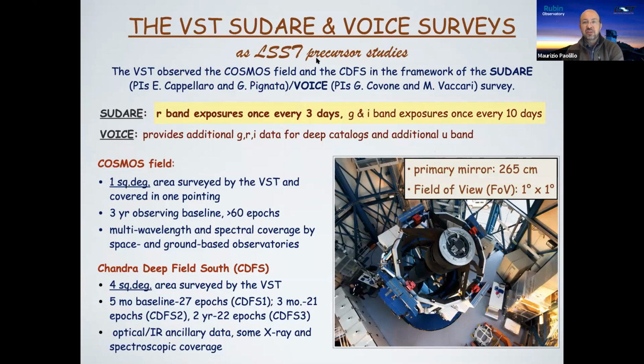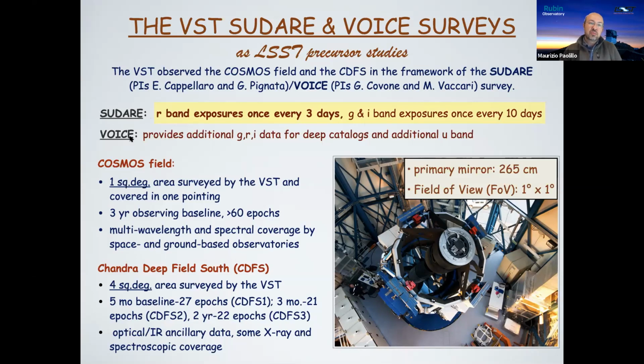Our work was started piggybacking on supernova surveys that were designed and organized with the VST telescope, which of course is much smaller than LSST. Even Hyper Suprime-Cam is just a 2.5 meter telescope with a 1 degree field of view. At the time it was competitive, and it could still achieve better results than what had been done thus far. We used the data from SUDARE, the supernova survey, which was taking R-band exposures every 3 days and G and I exposures every 10 days.